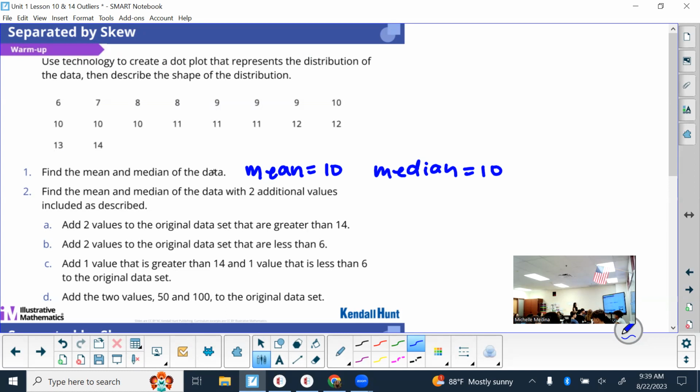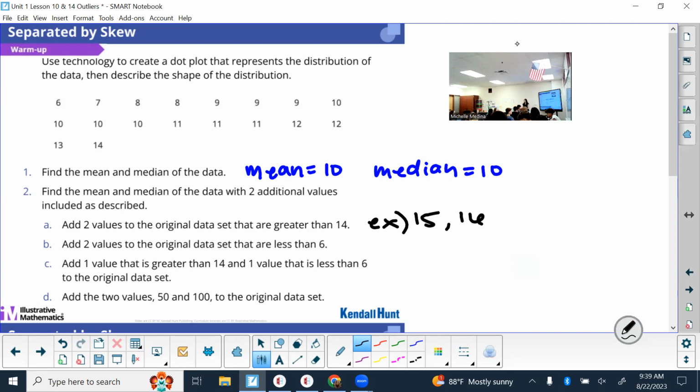For the next part, we're going to add 2 additional values as described. For part A, we're going to add 2 values that are greater than 14. What are some numbers greater than 14? As long as it's greater than 14, you could have picked other numbers. It could have been 14.1, could have been 30. It just has to be greater than 14. But we can use this if you haven't written them down already.